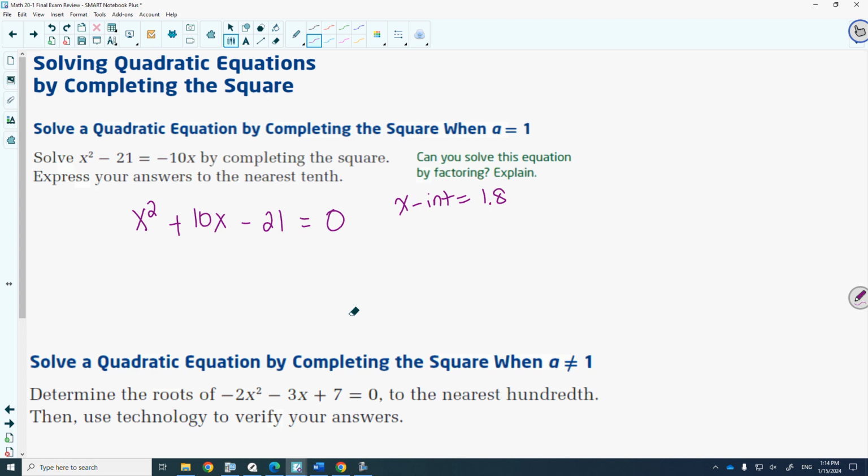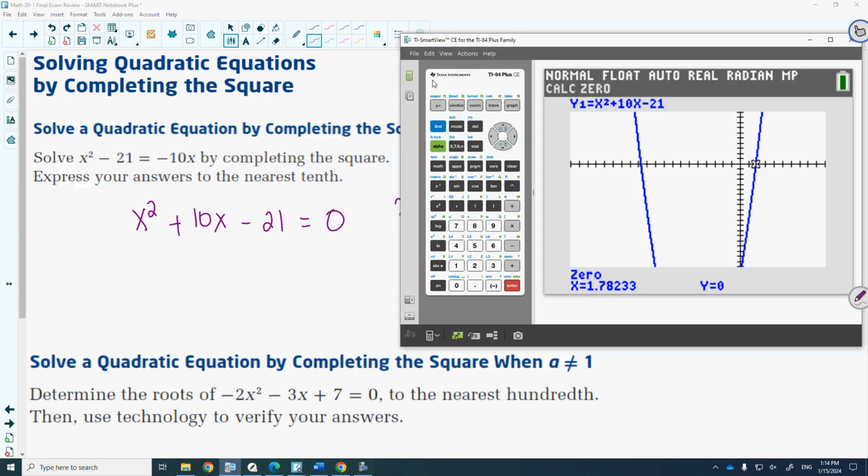So we'll get the answer before we do any type of work. The other x-intercept, you want to find that x-intercept, go left first, and then right. Okay, negative 11.8 will be my answer.